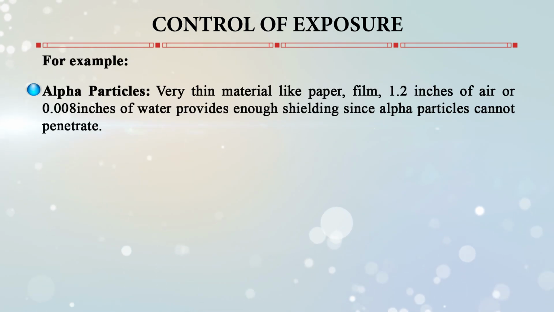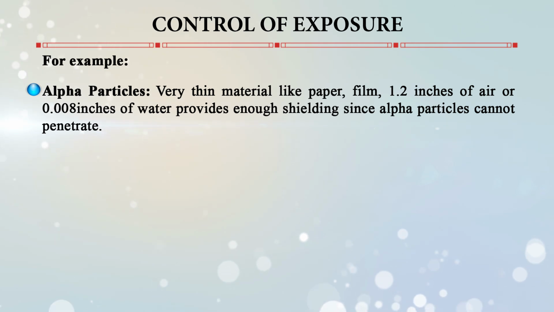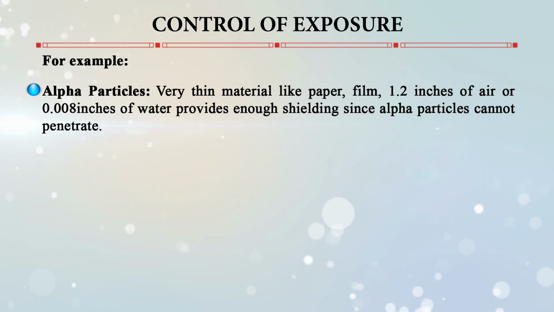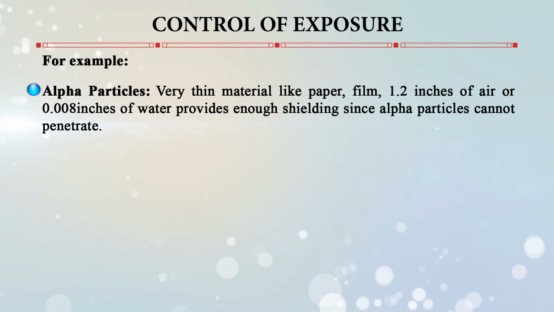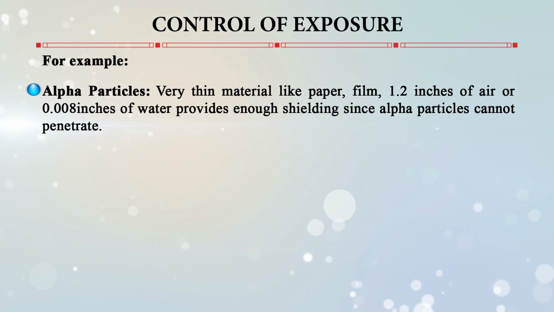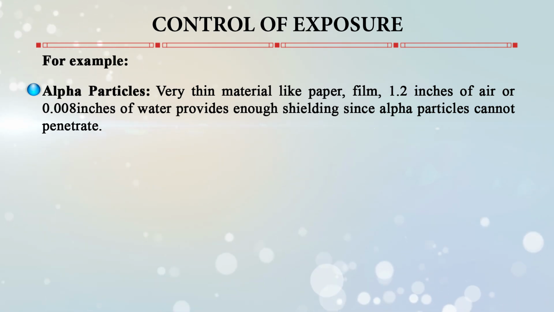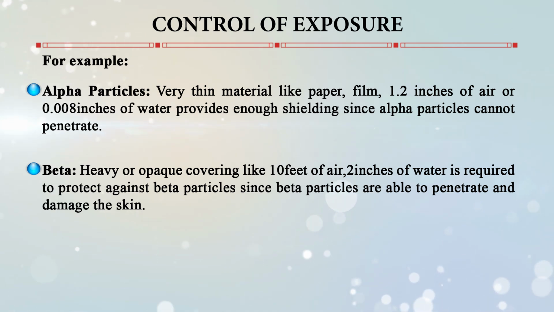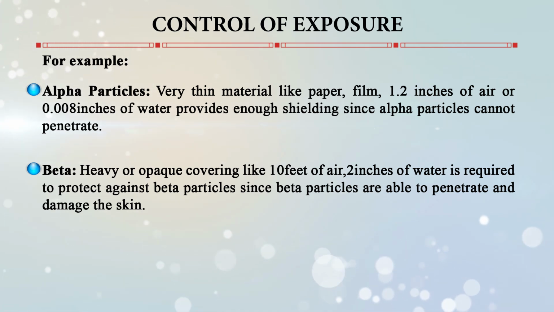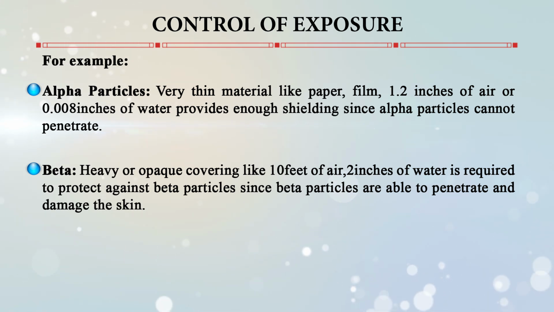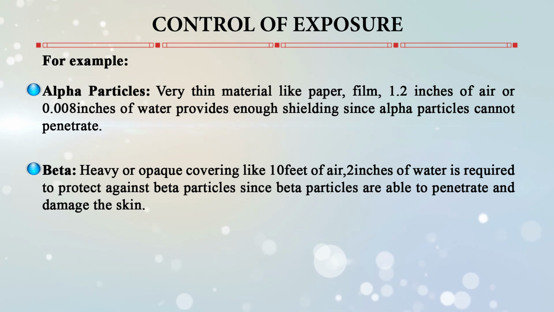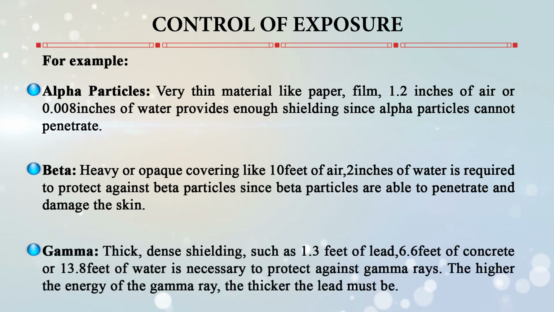For example, for alpha particles, very thin materials like paper, film, 1.2 inches of air or 0.008 inches of water provide enough shielding because alpha particles cannot penetrate. For beta particle radiation, a heavy or opaque covering like 10 feet of air or 2 inches of water is required to protect against beta particles, because beta particles are able to penetrate and damage the skin. For gamma rays, thick, dense shielding like 1.3 feet of lead or 6 feet of concrete or 13.8 feet of water is highly required to protect against gamma rays.